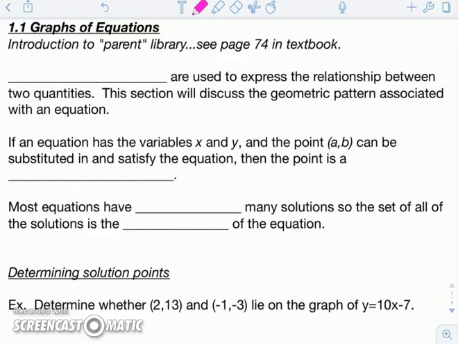Section 1.1, graphs of equations, should be a review. If it's not, let me know and we can figure something out, but this should be a review. Equations are used to express the relationship between two quantities. So your first blank here, you want to write equations.